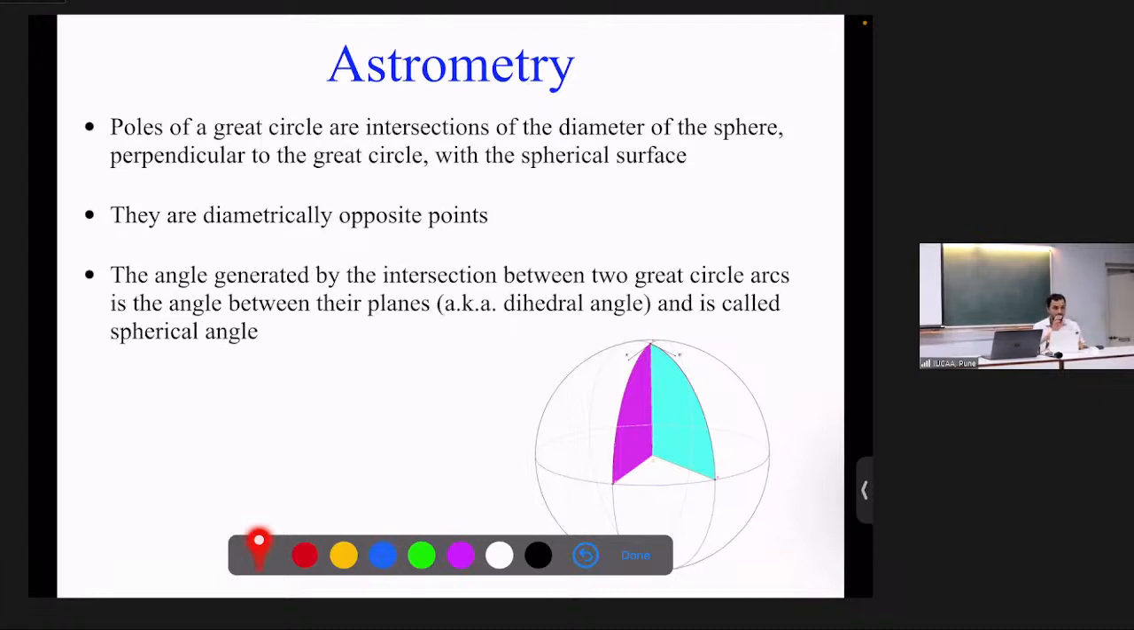Now one more thing, I'm just telling you small terminology that we usually use. The angle generated by the intersection between two great circle arcs is the angle between their planes. You have two great circles, so basically you have two planes. One is like this, one is like this. You can see this pink color and cyan color. These are basically planes. Fine. So this angle in between is called the spherical angle.